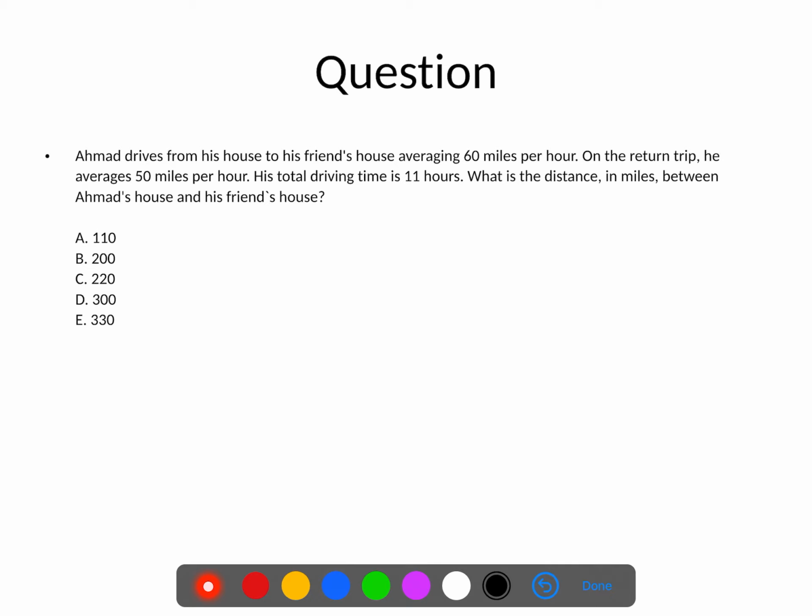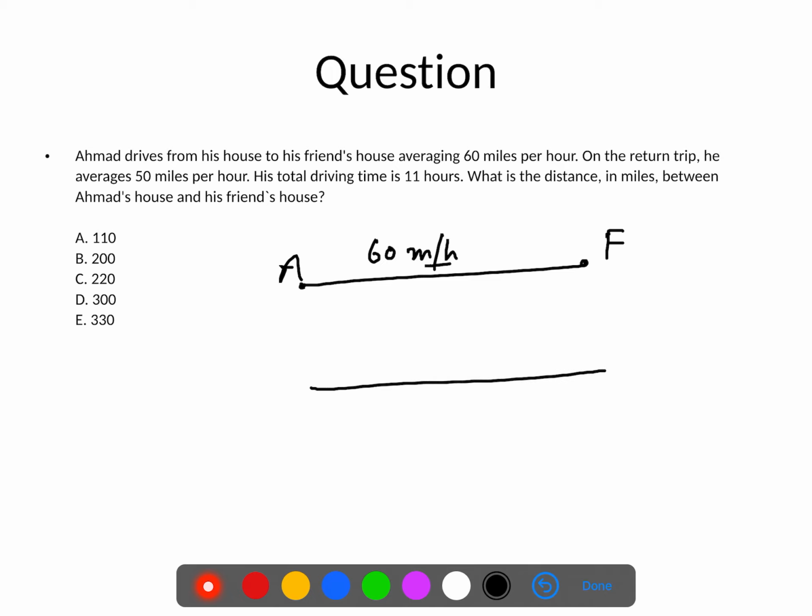See the second question. Ahmed drives from his house to a friend's house. While going to the friend's house, the speed is 60 miles per hour. The return trip, coming back home from the friend's house, is the same distance, and the speed is 50 miles per hour. The total time taken for the entire journey, going to the friend's house and coming back, is 11 hours. We need to find the distance.